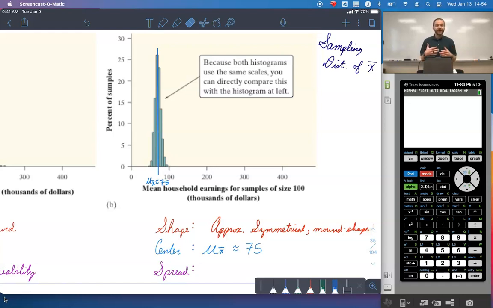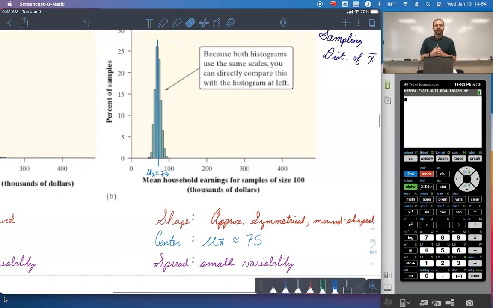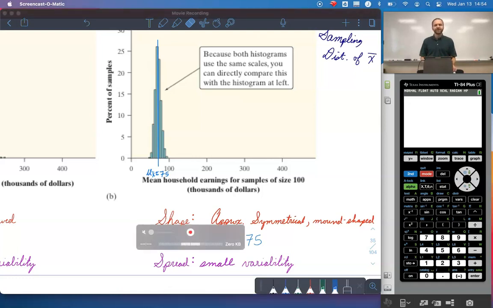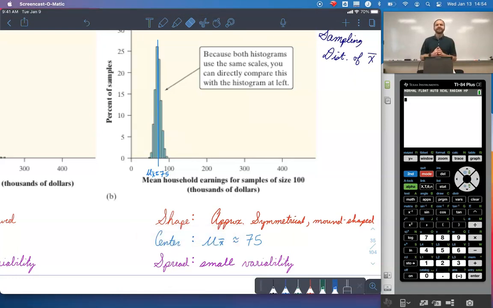And if I go into spread, again, can't do a calculation. But I can describe what I see. And this one's tighter. I mean, this one has a smaller variability than the other one. And so that's interesting to notice about our sampling distribution and the relationships of them in this case.